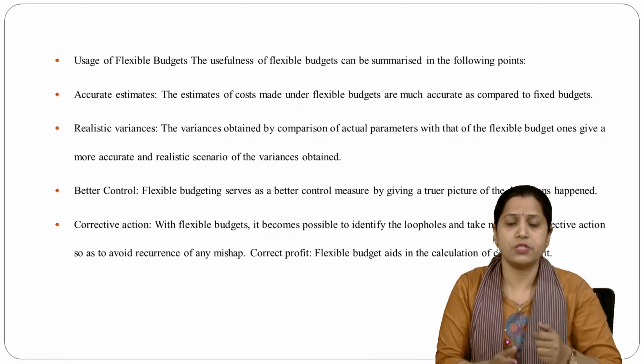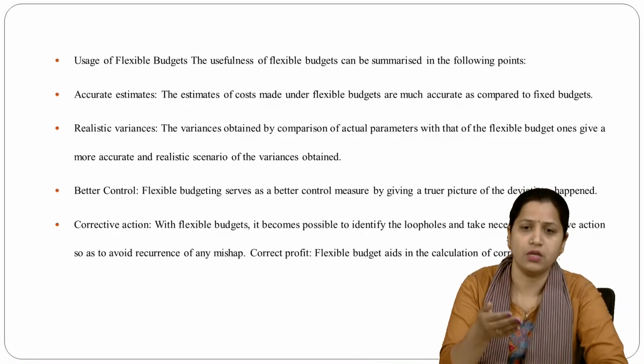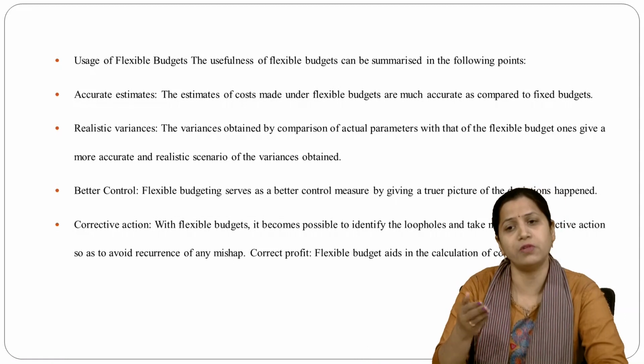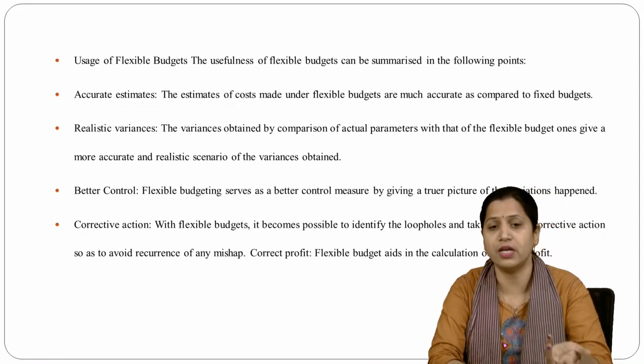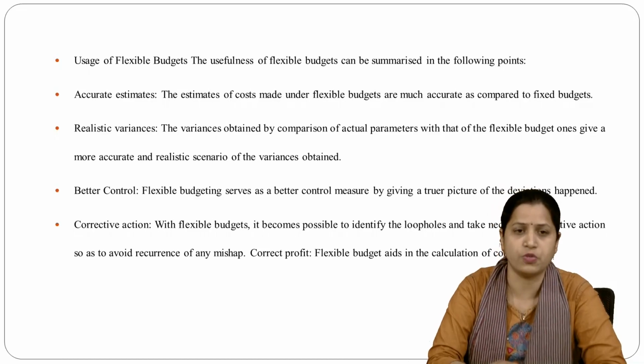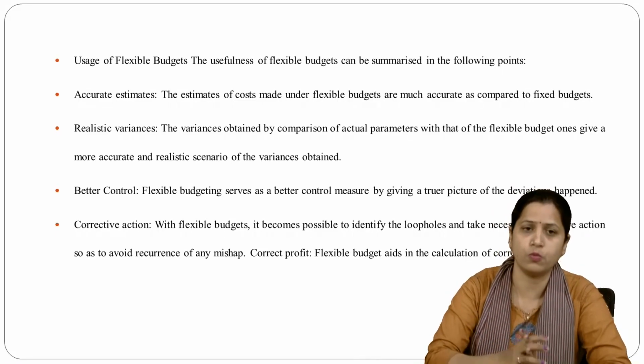Realistic variance. What is the meaning of realistic variance? Means the variance is obtained by comparing the actual parameters with those of the flexible budget. It gives a more accurate result, means the realistic scenario of the variance obtained. The second last one is better control. So how is better control possible through flexible budget?